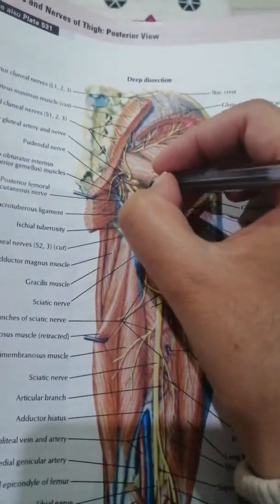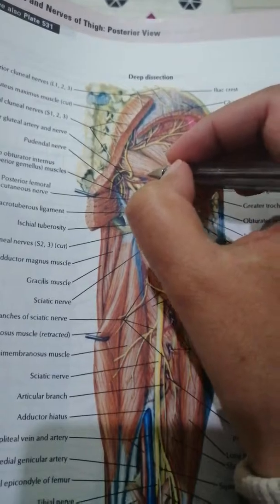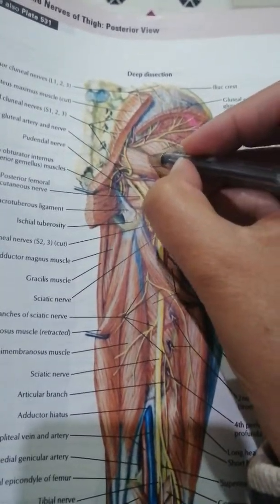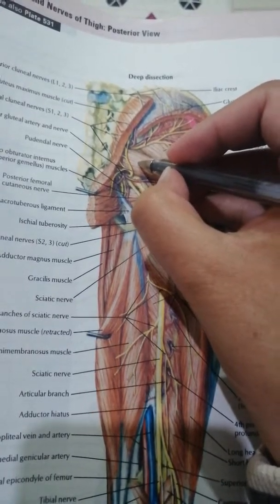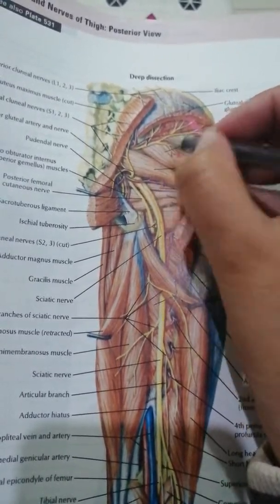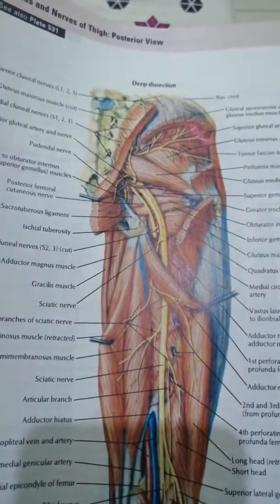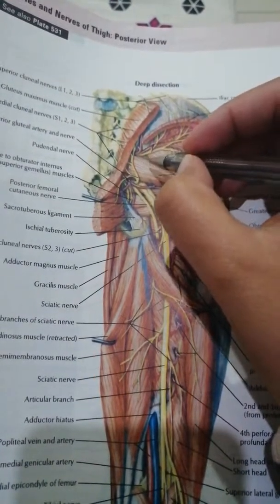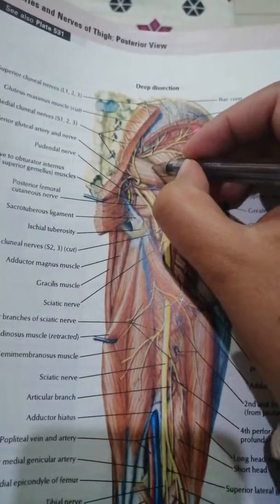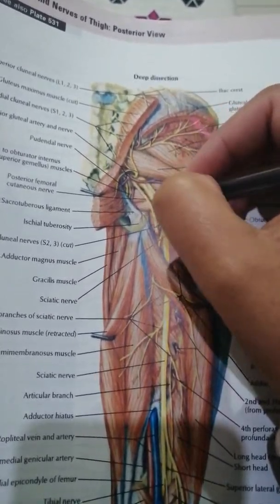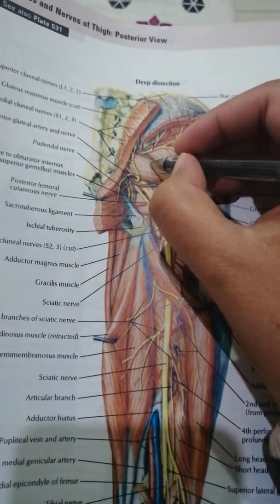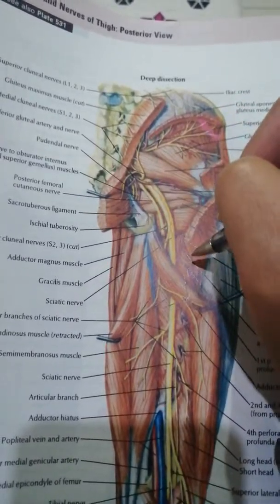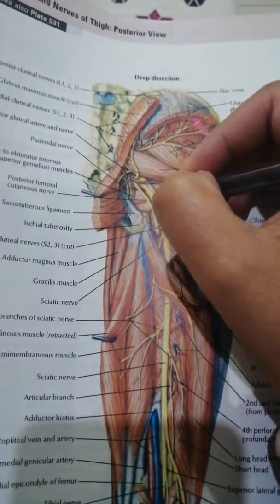And how does the sciatic nerve enter the thigh? My apologies, enters the gluteal region. So the sciatic nerve enters the gluteal region from the pelvis via the greater sciatic notch, and it passes through the greater sciatic notch beneath the piriformis muscle. So it enters the gluteal region via the greater sciatic notch underneath the piriformis muscle.